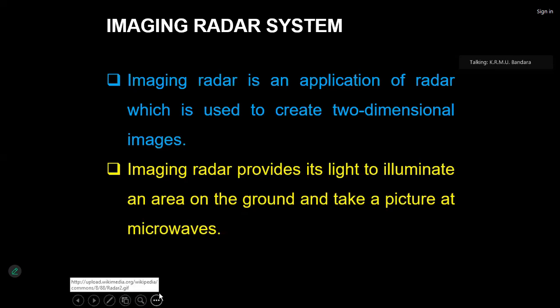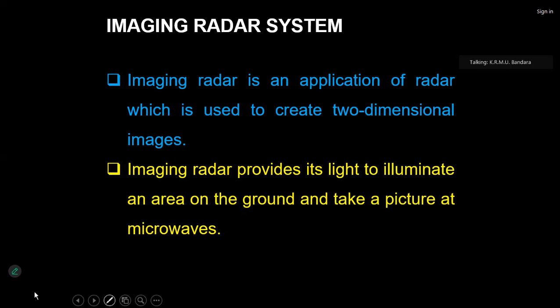Then we come to our part. This is the imaging radar. Imaging radar is an application of radar used to create two-dimensional images, like an optical image. Imaging radar provides its own light to illuminate an area on the ground and takes a picture in the microwave.